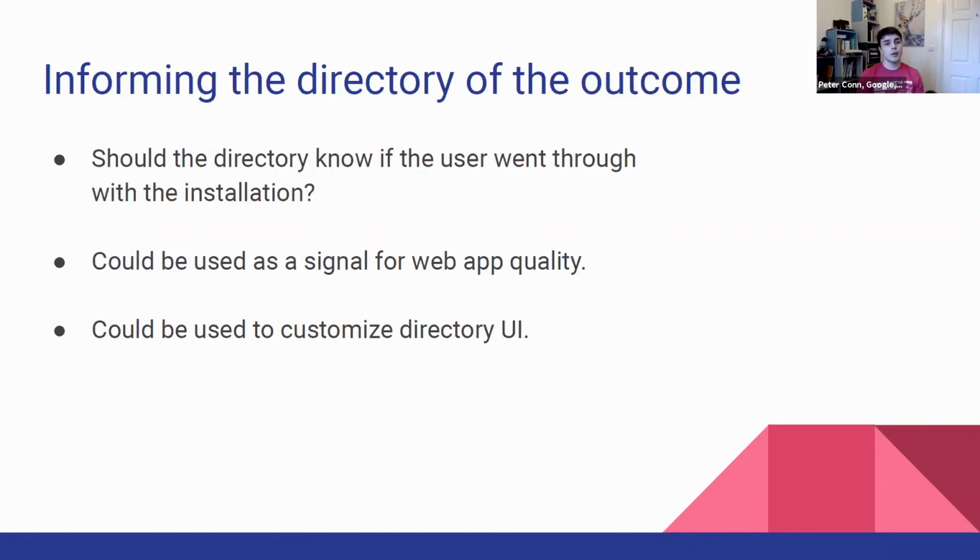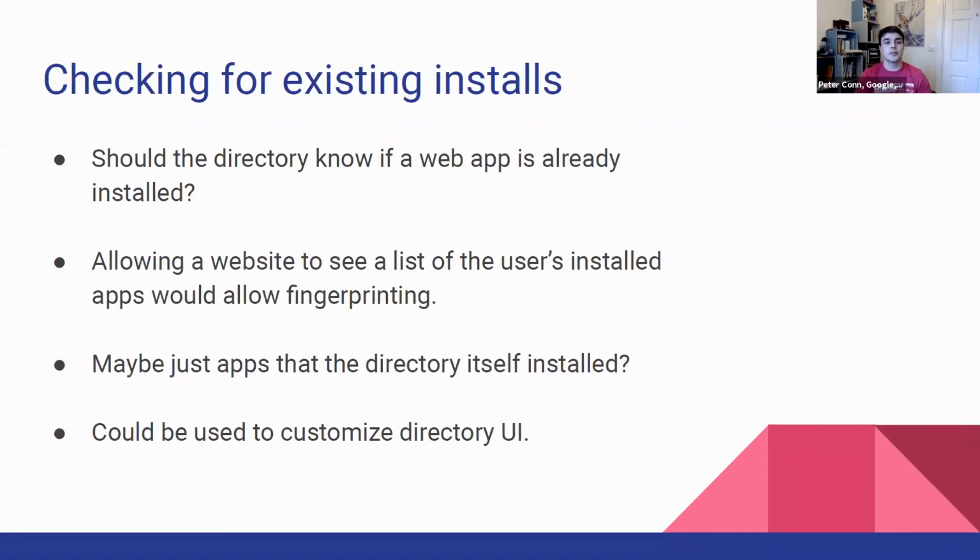Informing the directory of the outcome. Should the directory know if the user went through with installation? This could be used as a signal for web app quality, so the directory knows which web apps the users actually go on and install, and could also be used for the directory to customize its UI. So when the user returns to it, the install button may be grayed out or may be changed into a launch button.